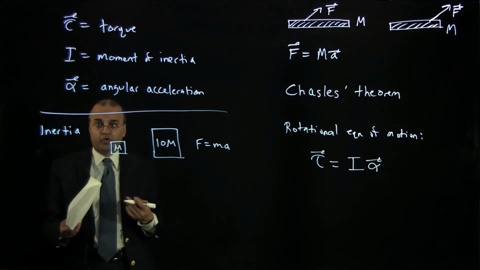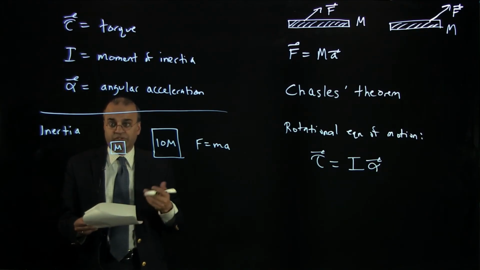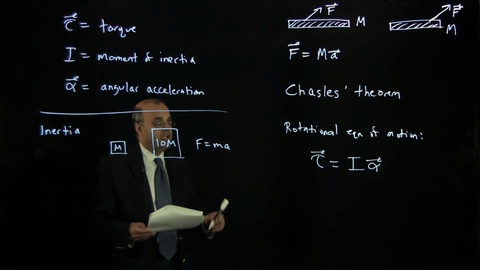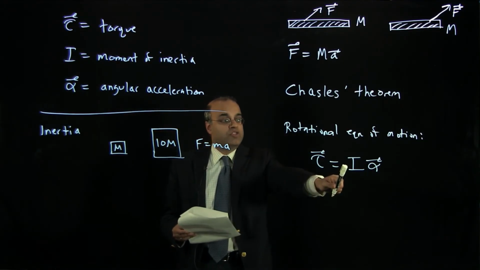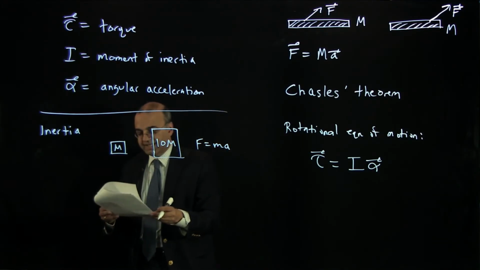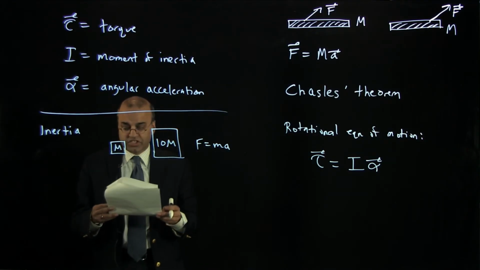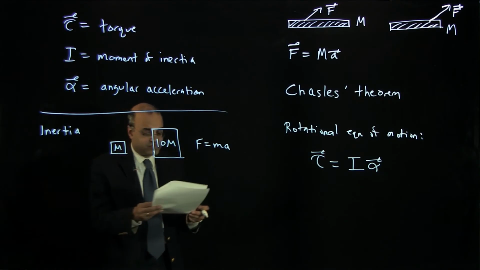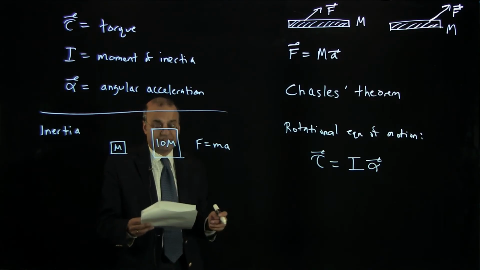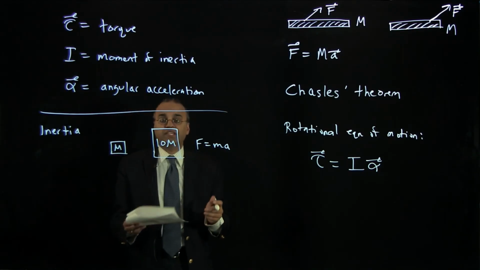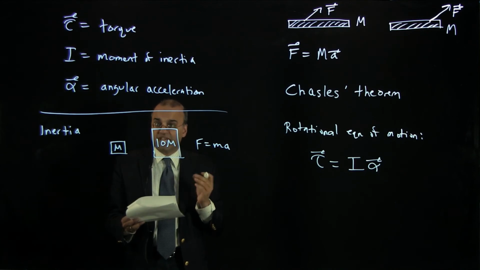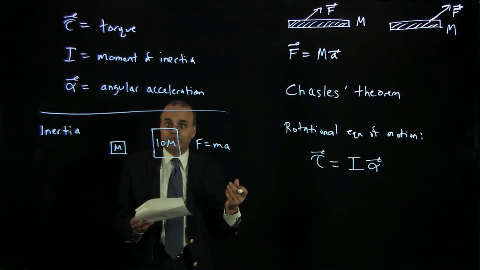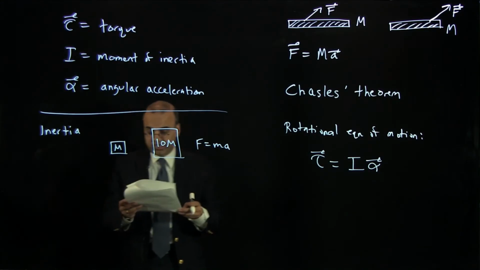It tells us how much force we have to apply to achieve a certain change in motion. Now, for rotational motion, that role is played by the moment of inertia, I. That tells us how difficult it is to change the rotation of an object. If I increase the moment of inertia by a factor of 10, then I'll need a torque that is 10 times larger in order to achieve the same change in rotational motion, the same angular acceleration.